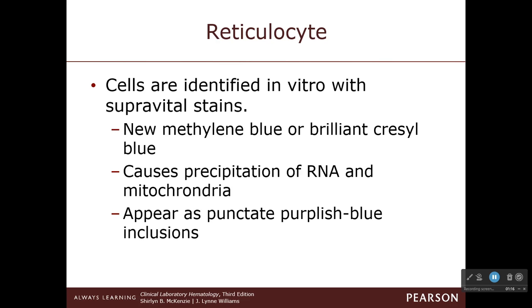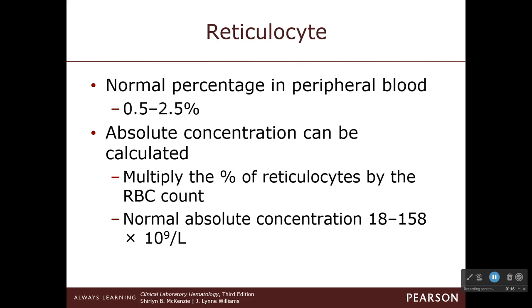We use supravital stains, new methylene blue or brilliant cresyl blue, which nobody uses. It's usually new methylene blue. The stain causes the precipitation of RNA and the mitochondria, and they appear as punctate purplish-blue inclusions, and I'll show you pictures of that later on. There's a normal percentage, 0.5 to 2.5. An absolute concentration can be calculated by most of your instruments, and that's what's really cool.